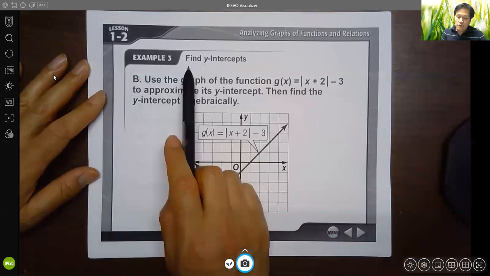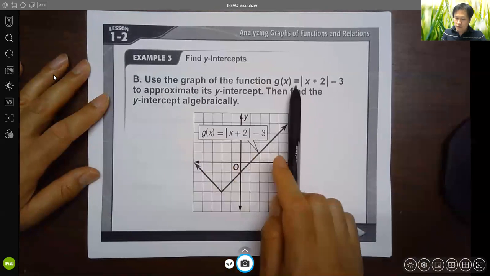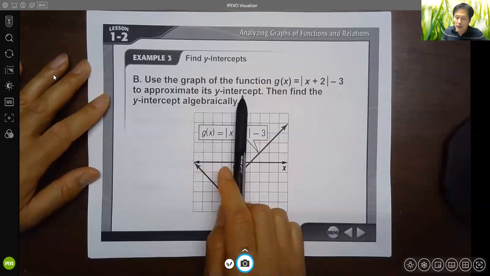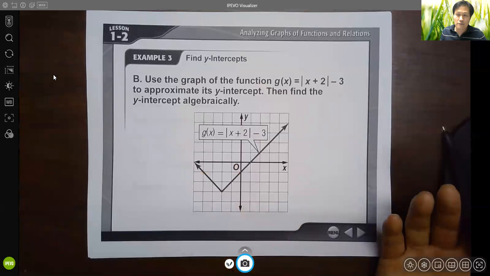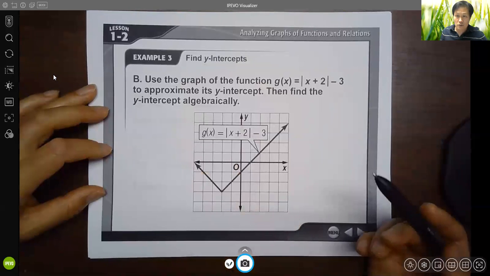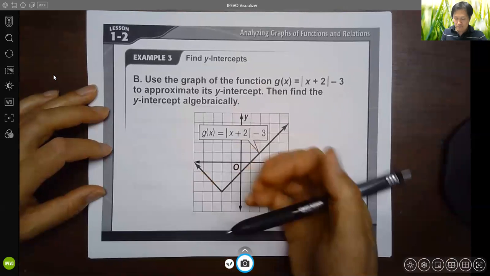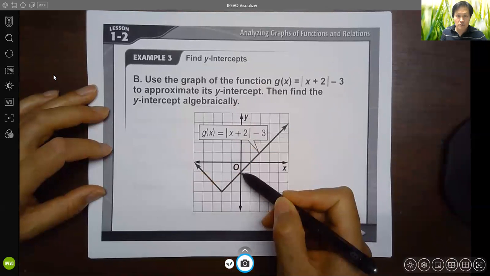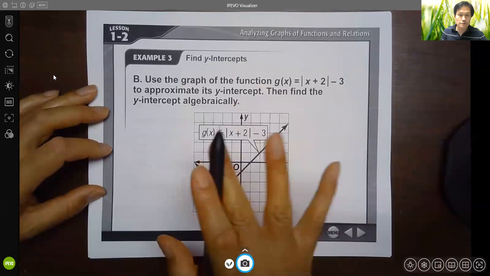Okay, find y-intercepts. Use the graph of the function to approximate its y-intercept. Well, the graph is provided. Finding the y-intercept is very simple. Where does the graph hit the y-axis? Right here. That's the y-intercept, given the graph, minus 1. Okay, y value is minus 1, done.